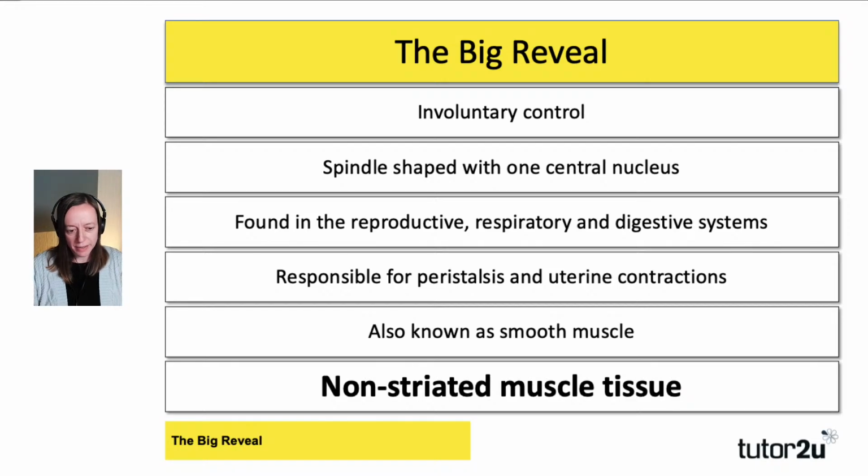Can anyone tell me what peristalsis is and what function it serves in the body? And then if anyone could tell me what uterine contractions are and what their purpose is, that would be fabulous. Yep, well done, Sarah. Smooth muscle tissue, non-striated. So yeah, peristalsis, what is it? What does it mean? Where does it happen? What does it do? And then uterine contractions, just for some little bonus points.